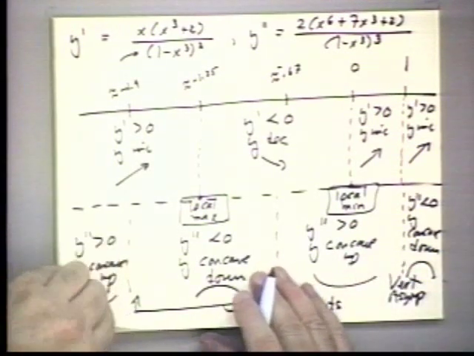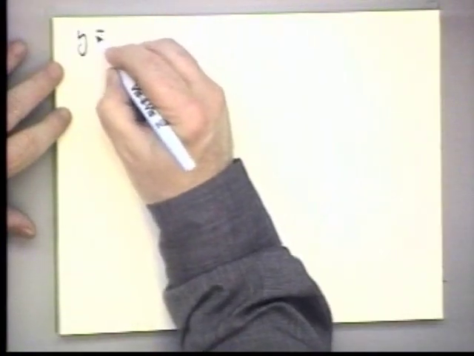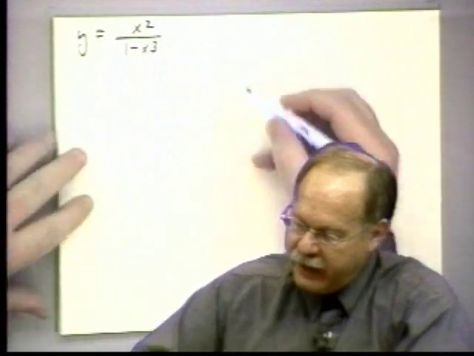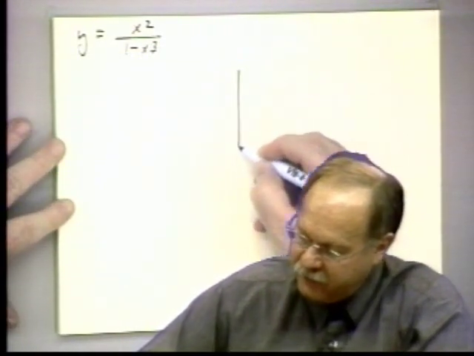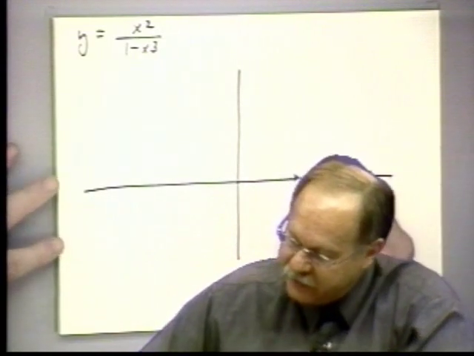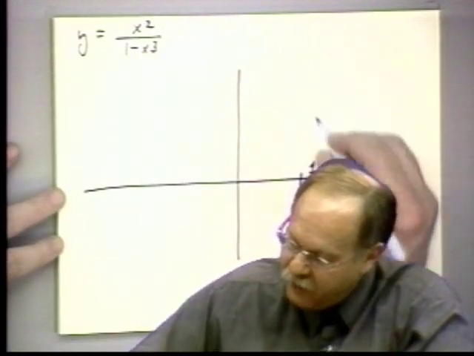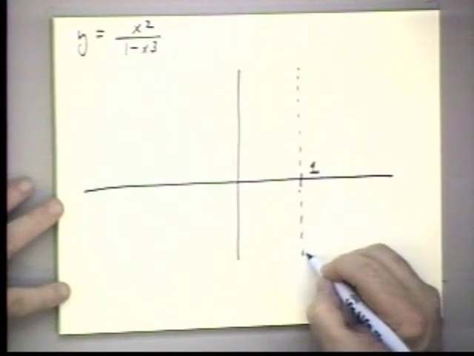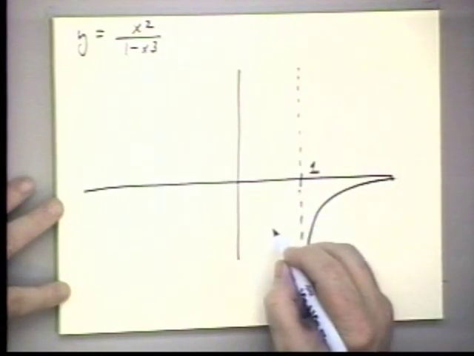Now we're ready to draw the graph. And if you have this chart, you can set it aside and keep it in front of you. The function is x squared over 1 minus x cubed. And here's the graph that I came up with, which reflects all the information we just saw. At 1, we have a vertical asymptote where the function is not defined. It's going to go up like this on the right-hand side.